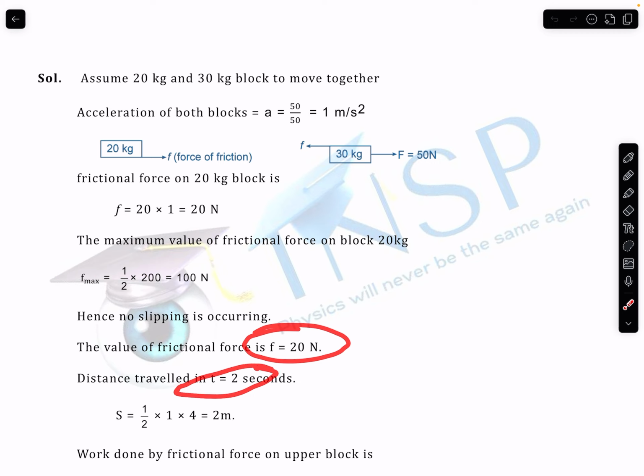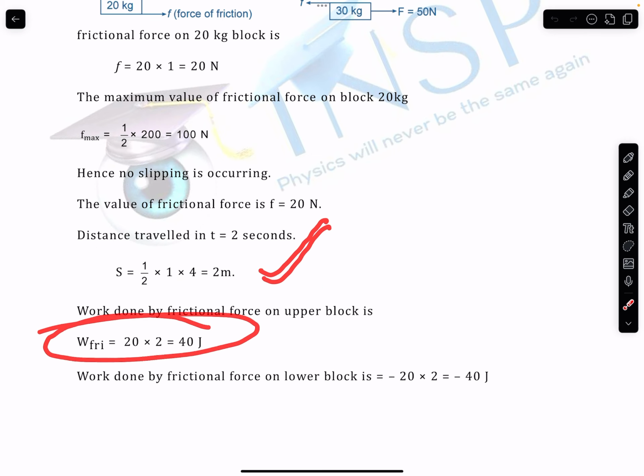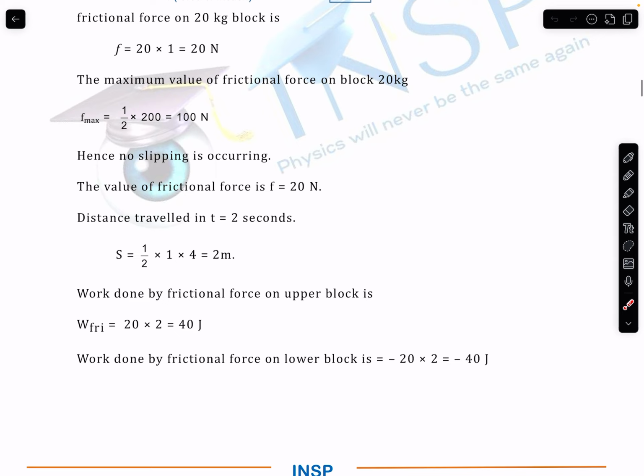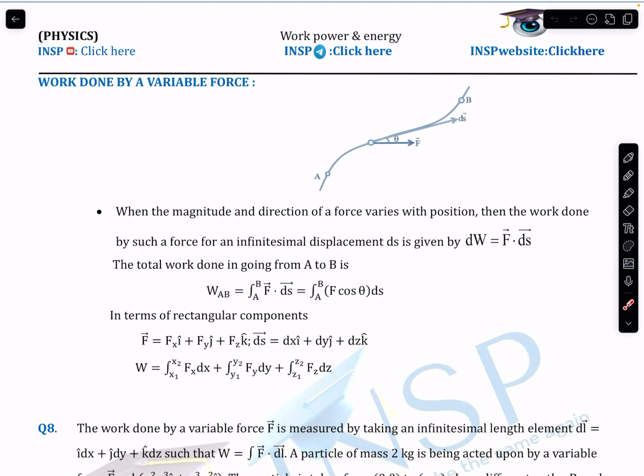Displacement is also known to us, because we can apply half a t square, and the a value is known. So the work done by friction on the upper block is plus friction value multiplied by the displacement, that is plus 40 joules. Since it is static friction, the work done by friction on the lower block will be minus 40 joules, because the work done by static friction as a whole is going to be 0.